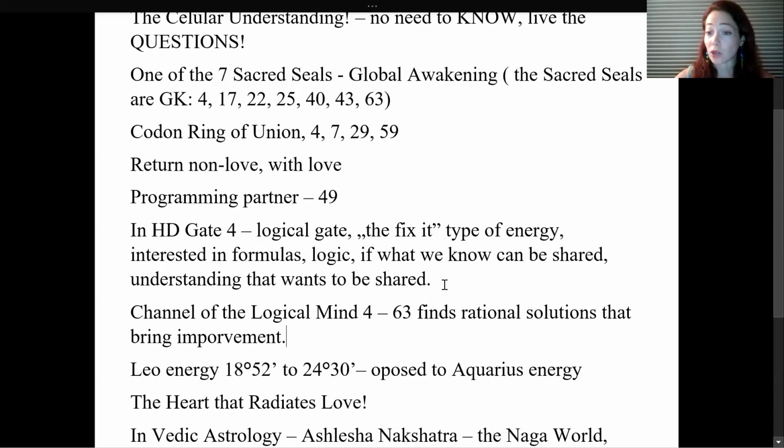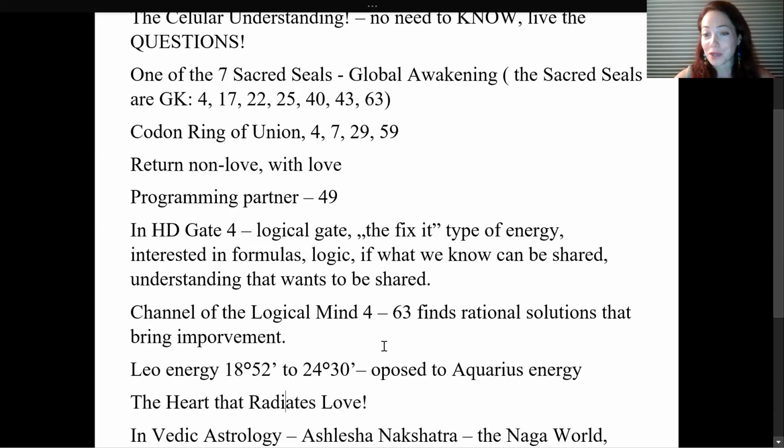It's in the channel of the logical mind, together with 63, as you saw, another sacred seal here. 4-63 finds rational solutions that bring improvement. So that mind that is always working can also be used to bring improvement, as long as you don't stay too much in the mind.